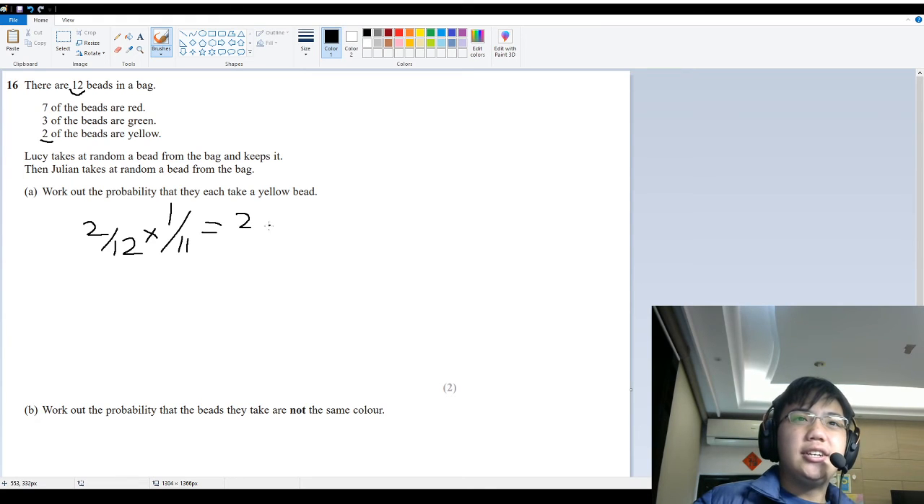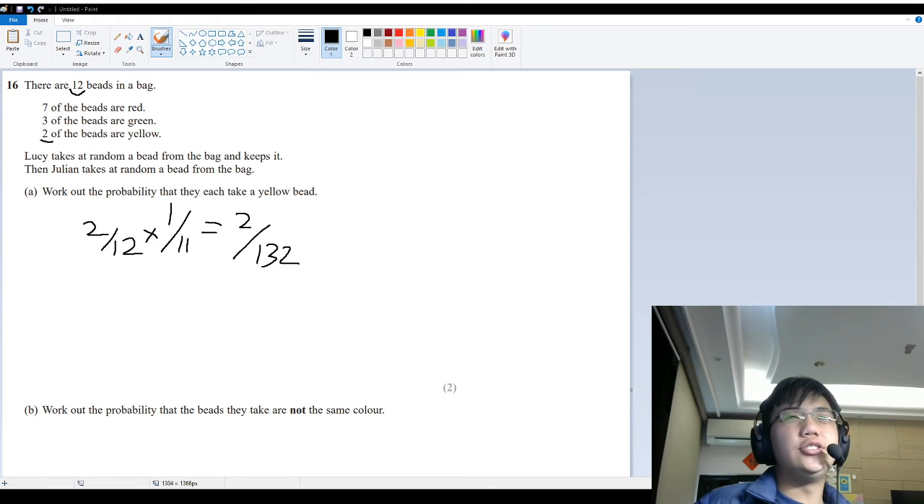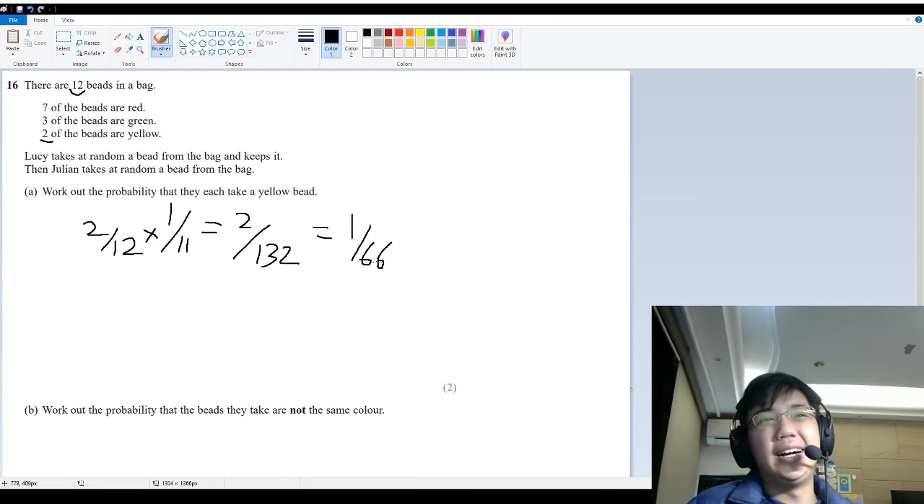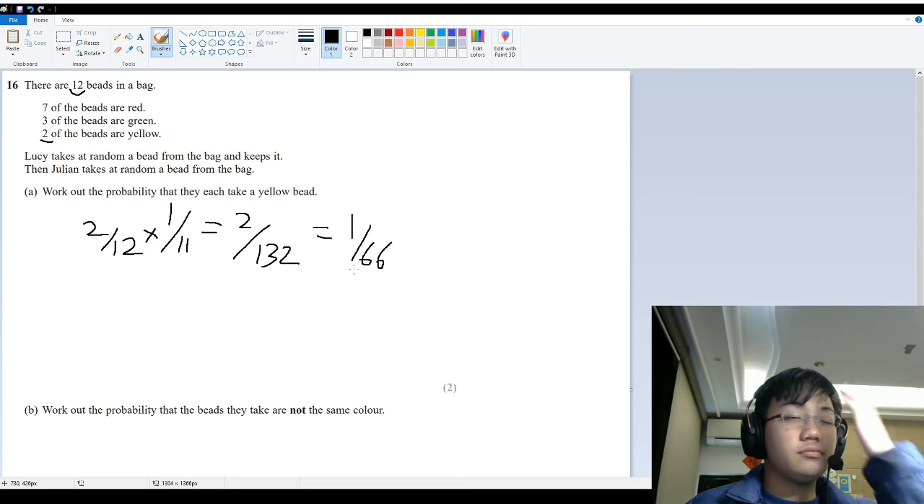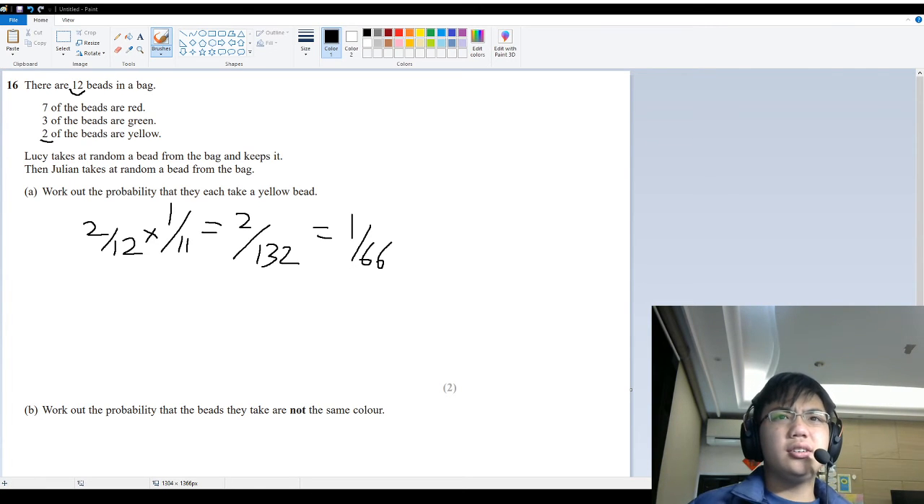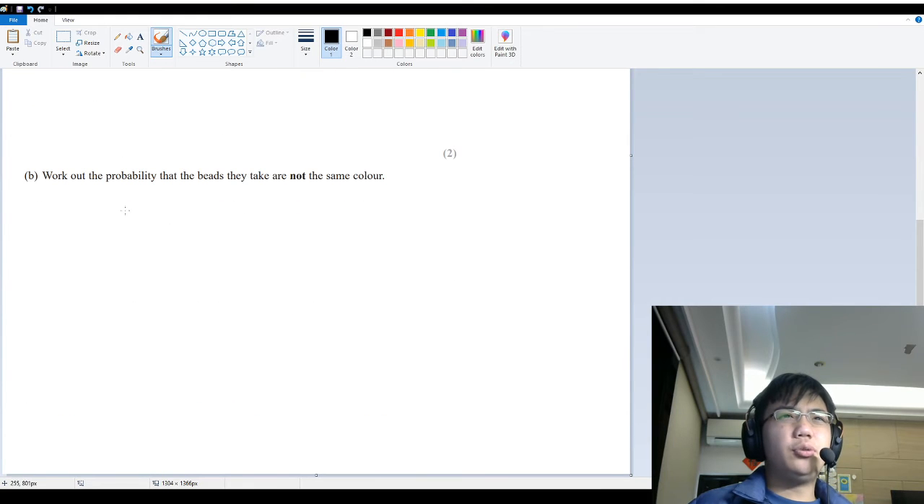So here we get 2 over 132, which can be simplified to 1 over 66, which is not a very high chance, but here's the answer: 1 over 66.